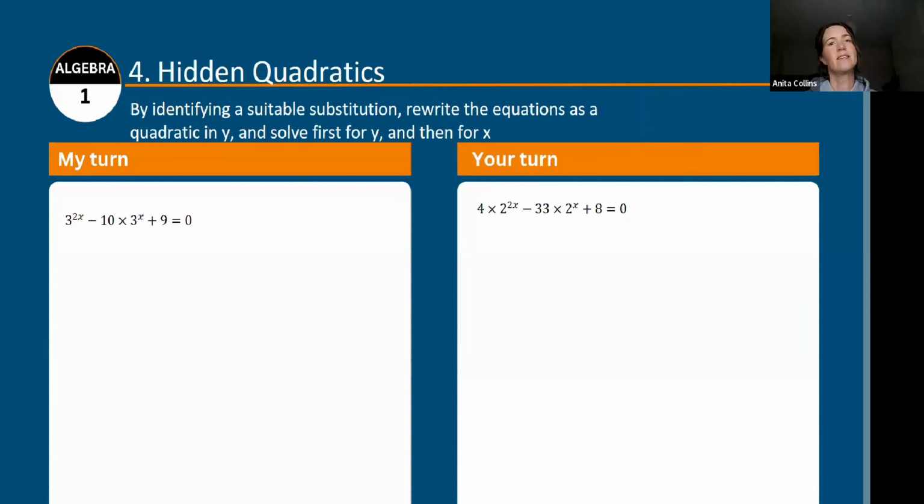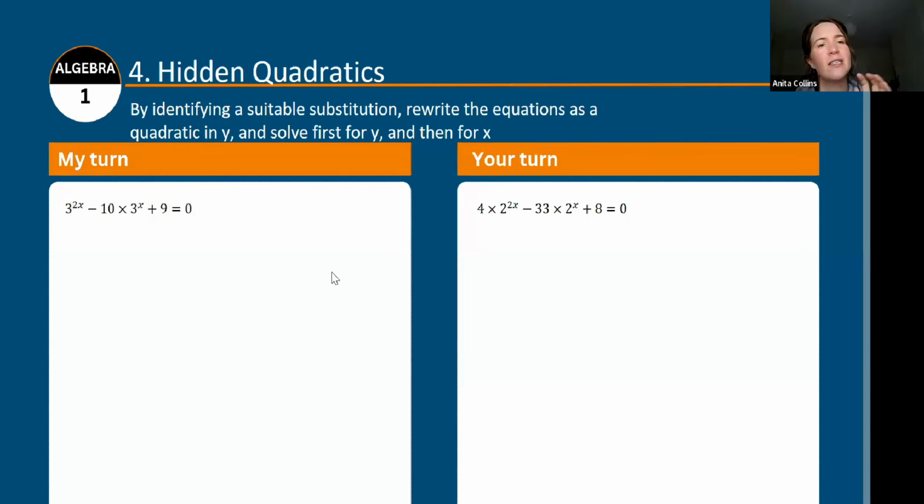Hidden quadratics is next. Now, this really is quite sneaky. If you look at the equations we're dealing with here, quite challenging. The question says, by identifying a suitable substitution, rewrite the equations as a quadratic in y. Now, there are no y's there, and solve first for y and then for x.